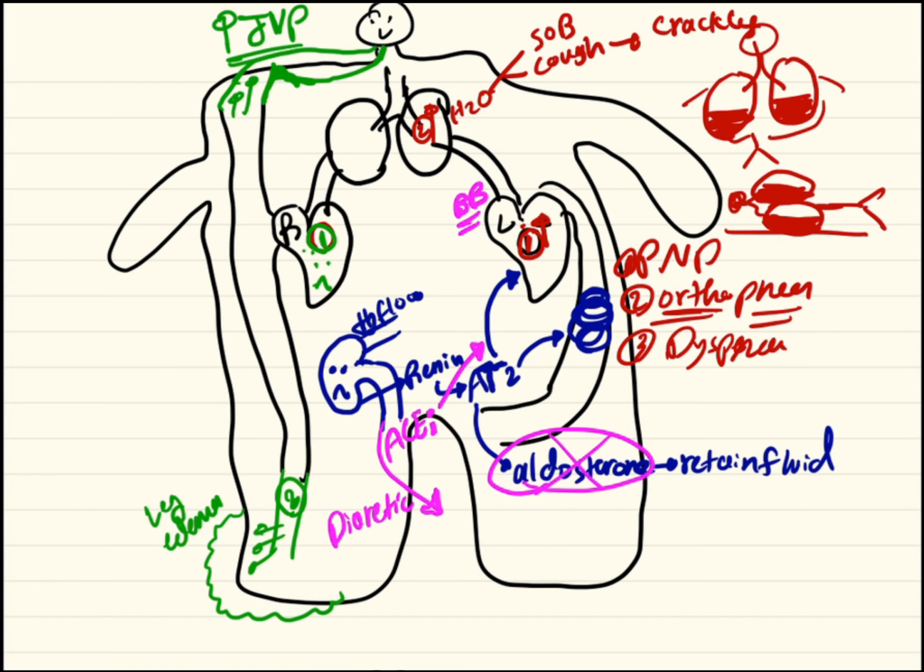Or if all of that failed, so number one, we start with ACE inhibitor and beta blocker, and then if that didn't work, then we add diuretics. We make the patient pee more, go more to the bathroom. If that didn't work, then we do aldosterone antagonist. If that didn't work, then we use vasodilators, which means it dilate the veins and dilate the arteries. For example, hydralazine and nitrate.